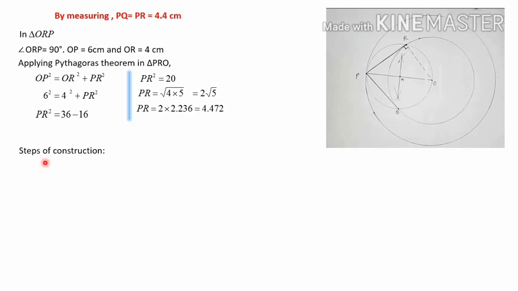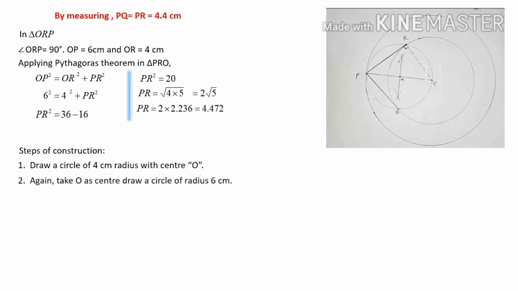Next we have to write the steps of construction. Draw a circle of 4 centimeter radius with center O. Taking O as center, draw a circle of radius 6 centimeter, because we are asked to draw concentric circles. Concentric circles means circles with the same center and different radius. So first we have drawn a circle with radius 4. By using the same center we have drawn a circle of radius 6 centimeter again.